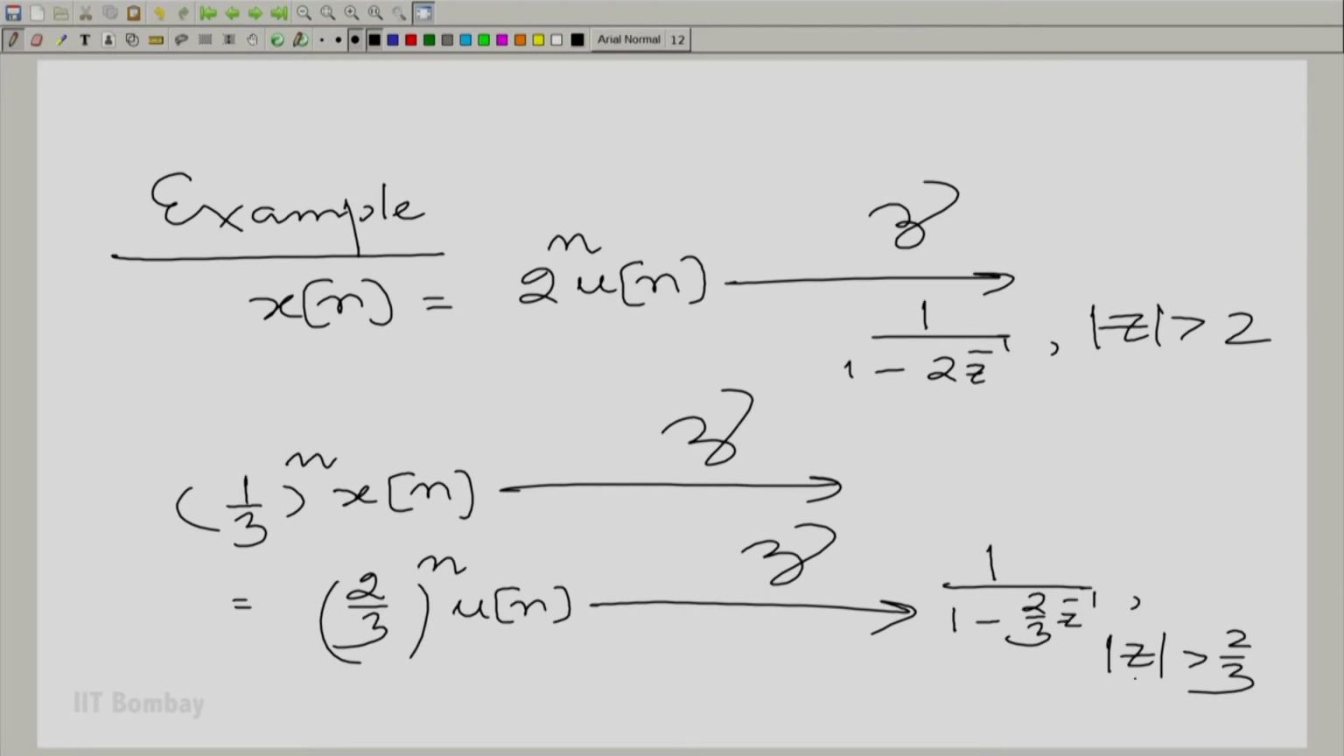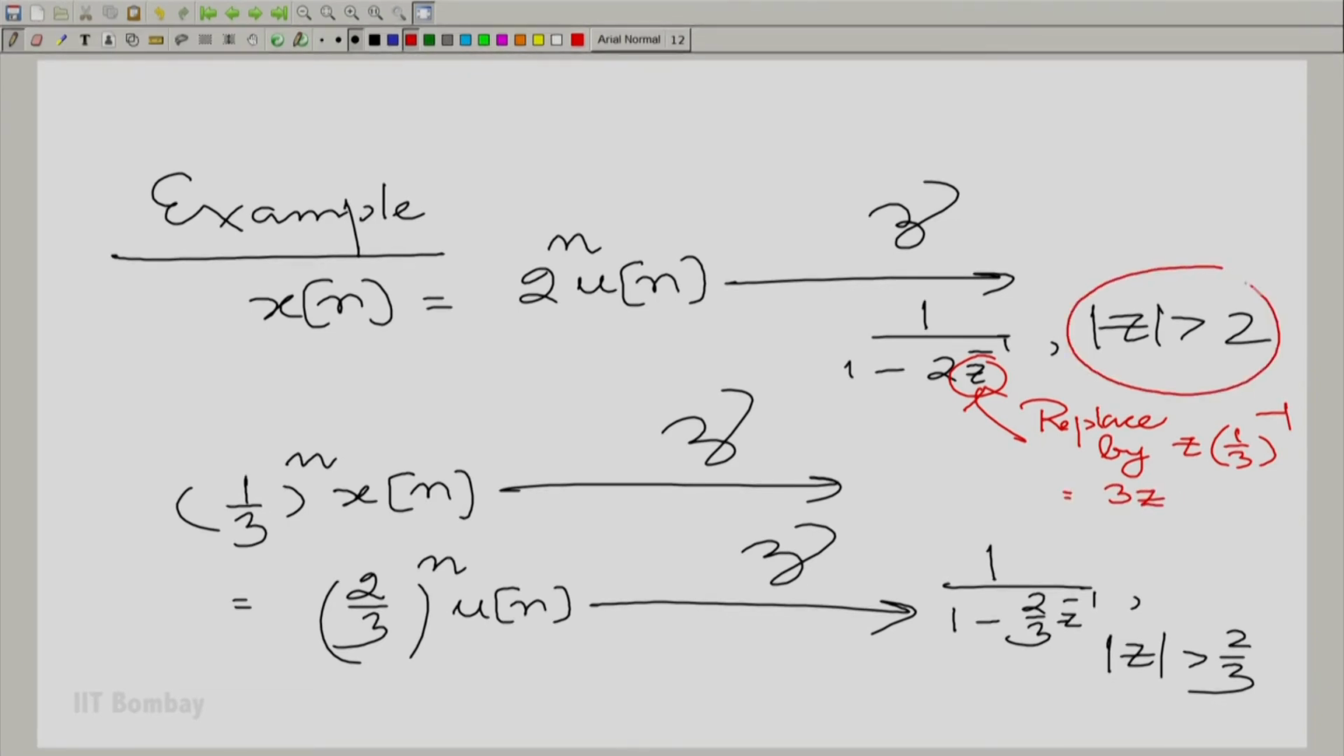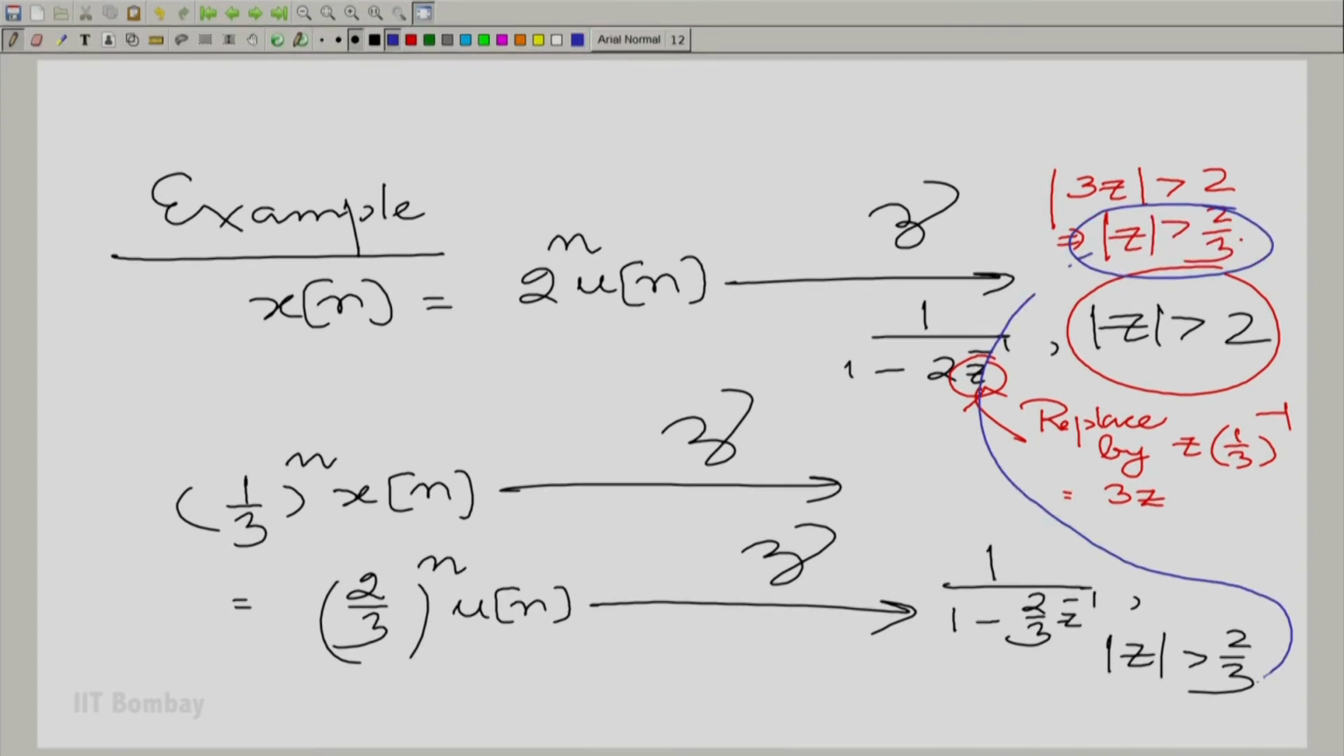We could also obtain that directly. We could replace z by 3 times z essentially, and then 3 times z needs to have a magnitude greater than 2, whereupon mod z needs to be greater than 2 by 3 as expected. It tallies, and of course, these two also tally. When I take 1 minus 2 z inverse with z replaced by 3 z, it gives me this 1 minus 2 by 3 z inverse.